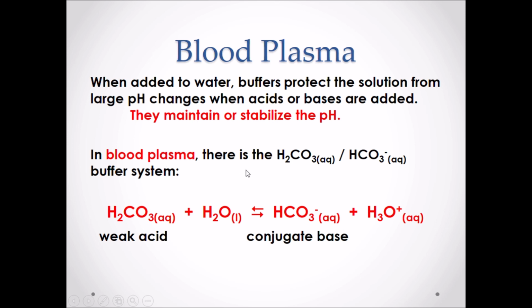In blood plasma, there is the H2CO3/HCO3- buffer system. Now this is a weak acid and its conjugate base, so therefore they act in an equilibrium system, as we can see below. We have H2CO3, which is our weak acid. It is going to react with water to form an equilibrium with the products HCO3- and H3O+.